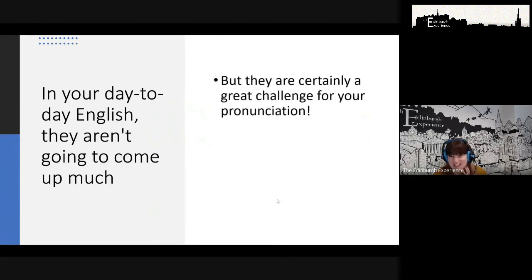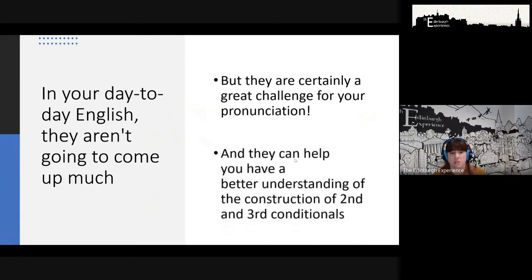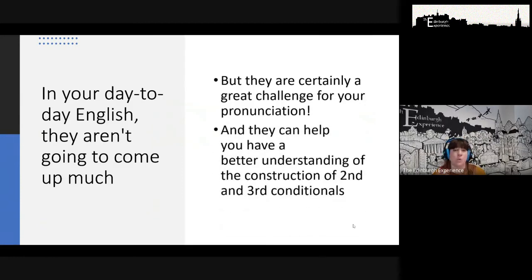But having said that, they are a really great pronunciation challenge. So it's worth practicing them, I think, just to develop your pronunciation techniques and really thinking about working with contractions and making blocks of sounds. And by working with them, it can also help you really consolidate your knowledge of both second and third conditional structures so that you can feel more confident moving forward and using those structures as well. Okay, so that's everything that we're going to talk about with mixed conditionals.